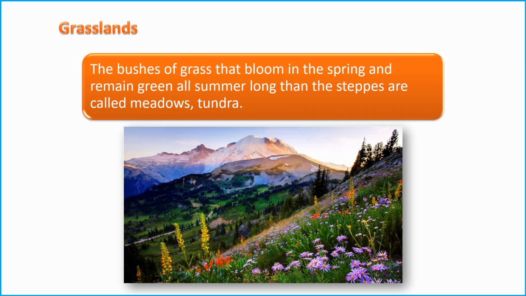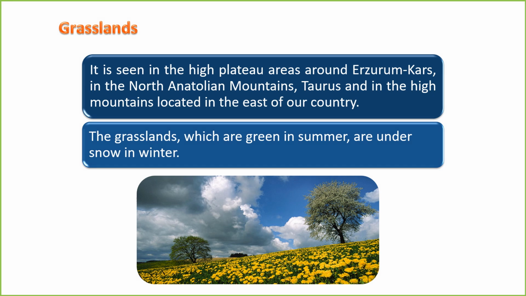regions. The bushes of grass that bloom in the spring and remain green all summer long on the steppes are called meadows, tundra. It is seen in the high plateau areas around Erzurum, Kars, in the North Anatolian mountains, Taurus, and in the high mountains located in the east of our country. The grasslands, which are green in summer, are under snow in winter.